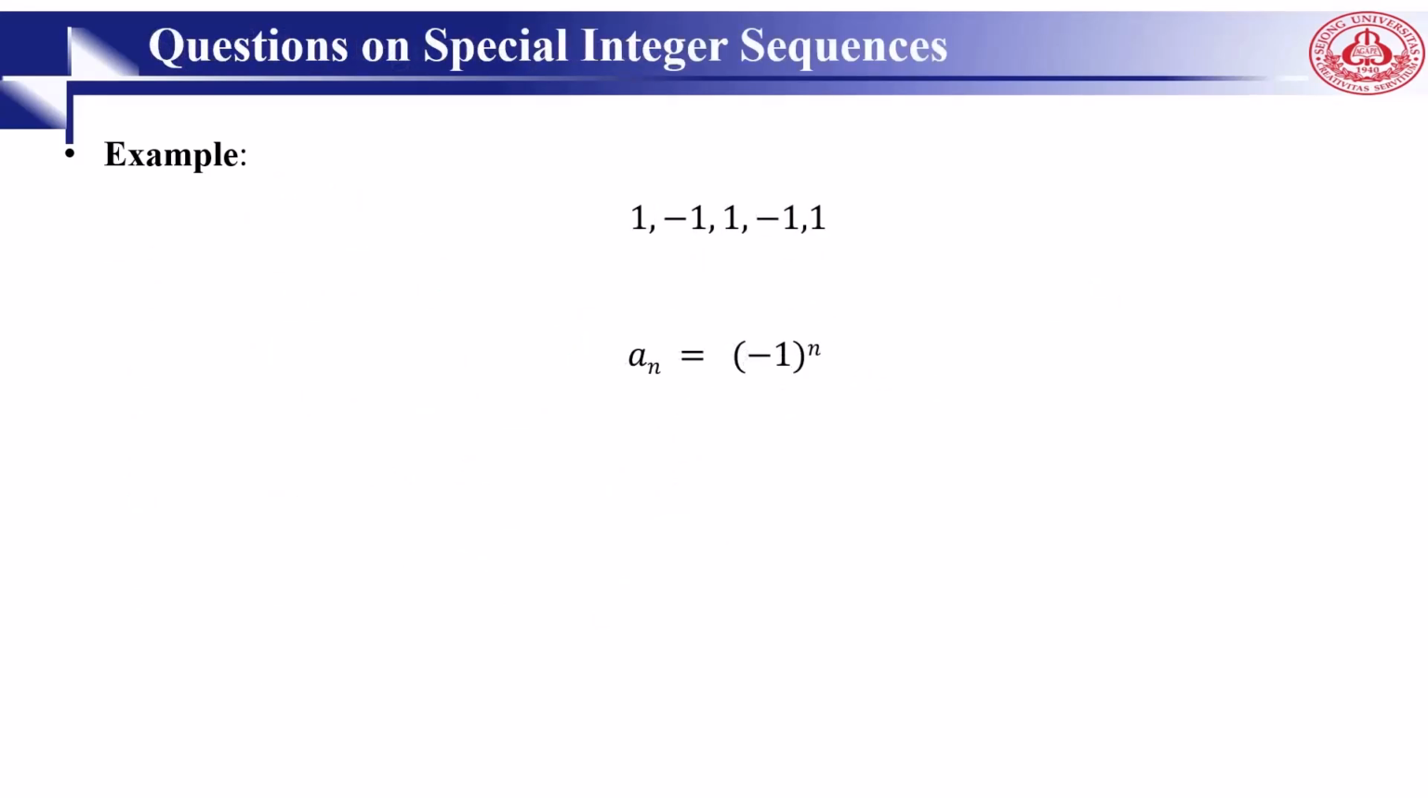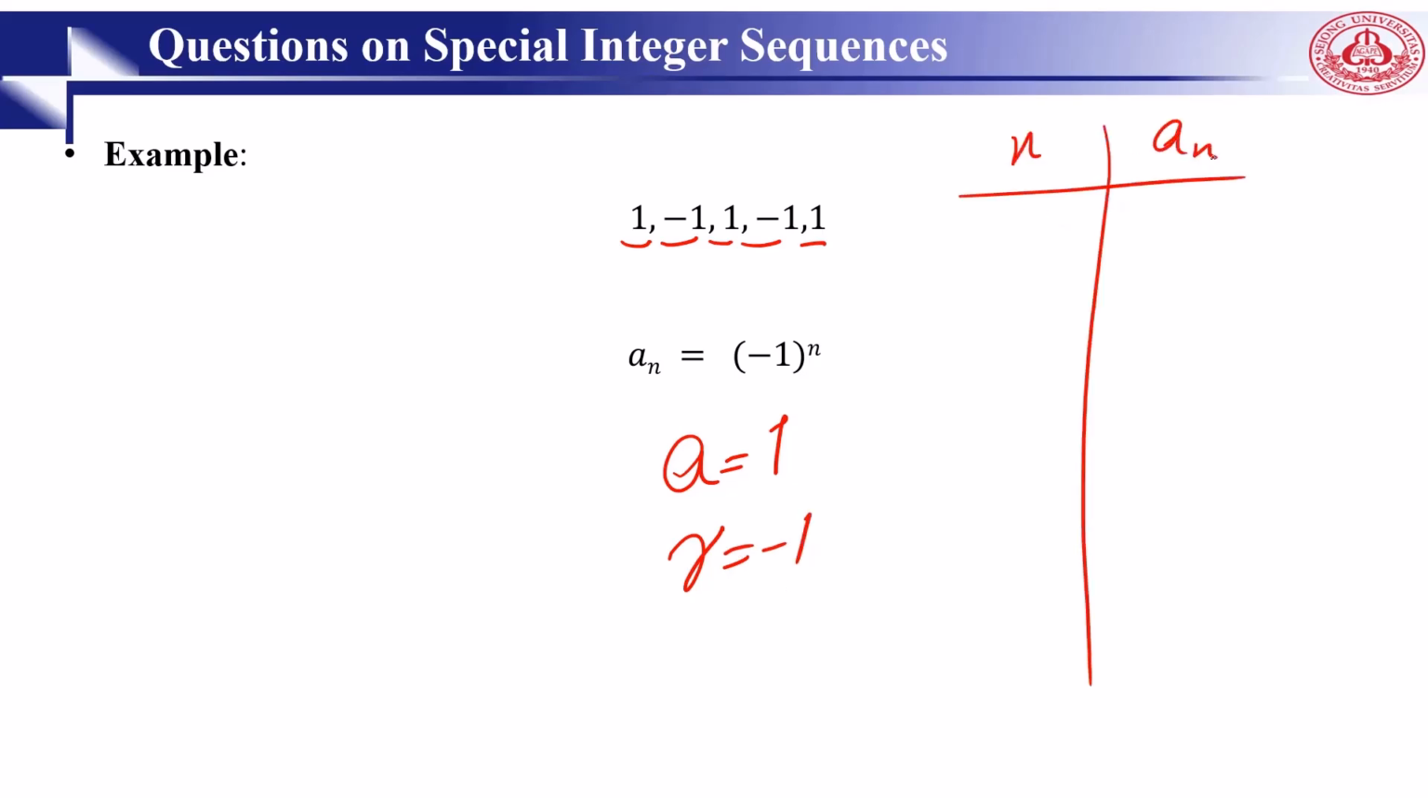Here, the terms alternate between 1 and minus 1: 1, minus 1, 1, minus 1. The possible solution can be minus 1 to the power of n. This is a geometric progression, and in here, a is equal to 1 and r equals minus 1. So very simple.